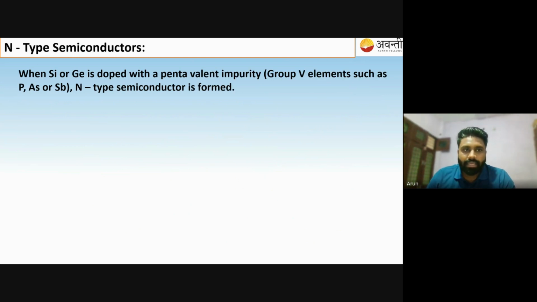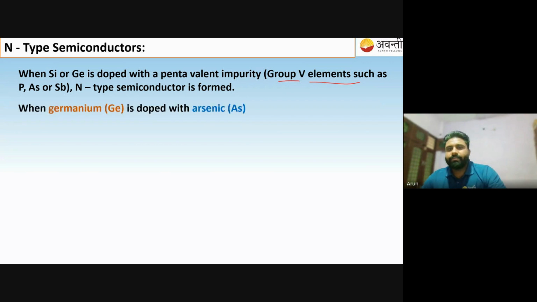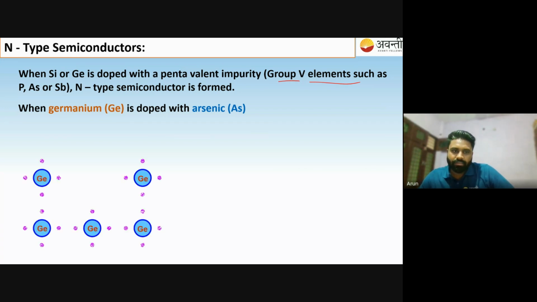So in n-type semiconductor, we will learn how it is happening. When Si and Ge are doped with a pentavalent impurity, these are the group five elements in the periodic table, n-type semiconductor is formed. Now when germanium is doped with arsenic, these are the germanium atoms having four electrons in the valence shell.